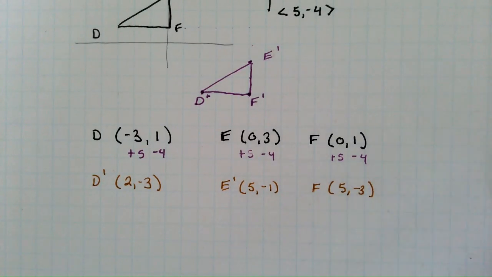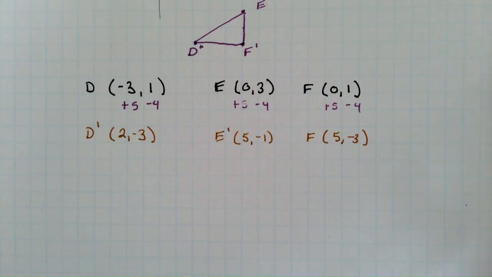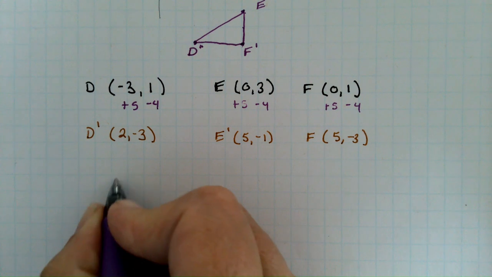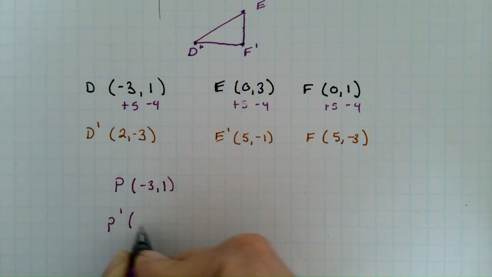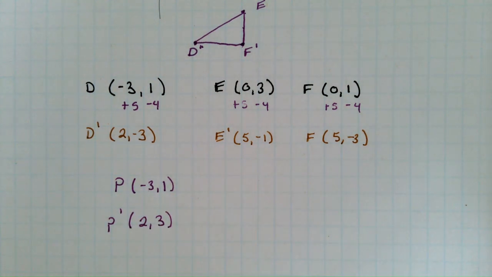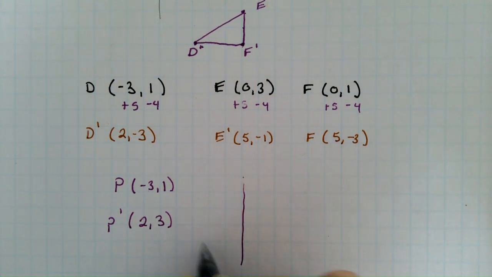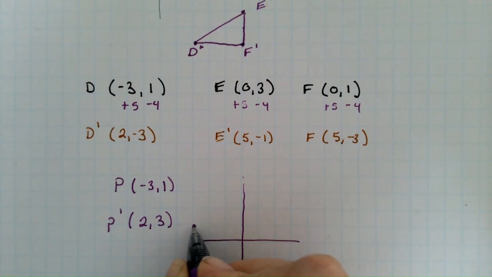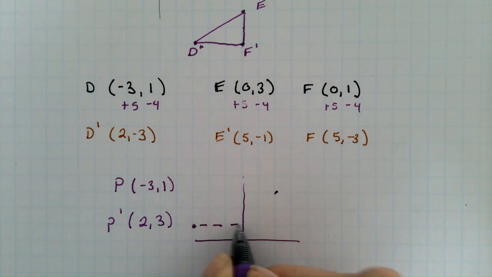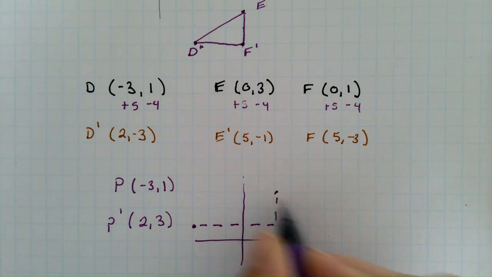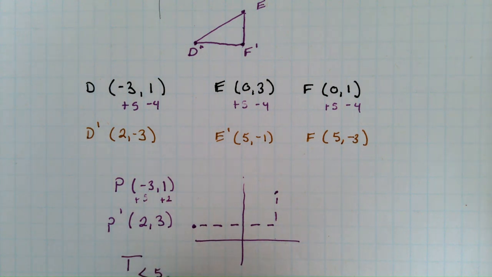So again, this is just adding, subtracting to your x's, adding, subtracting to your y's. So let's say you are given a P at negative 3, 1, and an image or a new P of 2, 3. What translation rule would do that? Well, you could always graph it, right? Left 3, up 1, right 2, up. So we have to go 1, 2, 3, 4, 5 right, up 2. Or we can see this as a plus 5 and a plus 2. So our translation would be 5, 2.